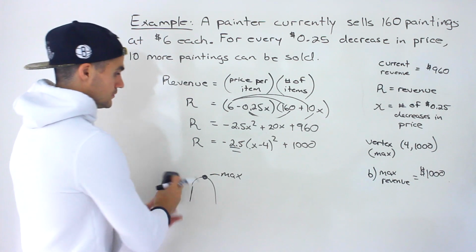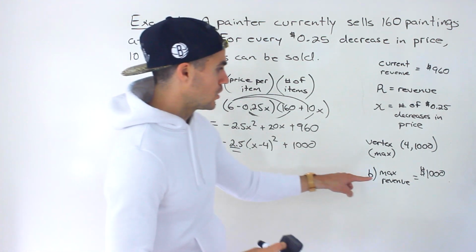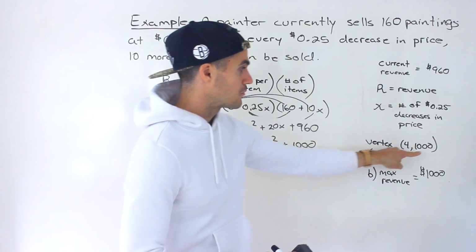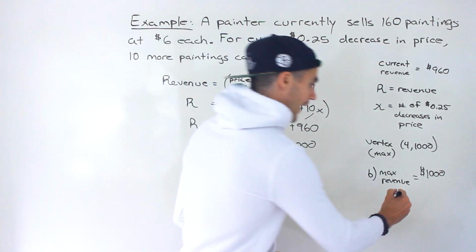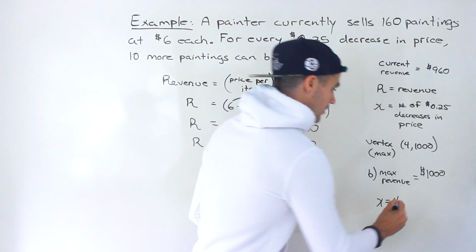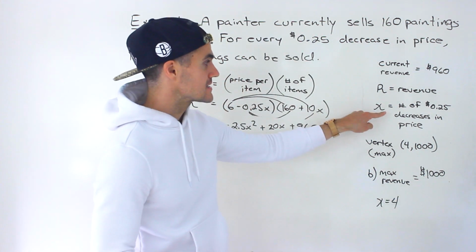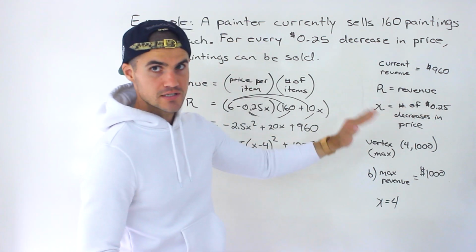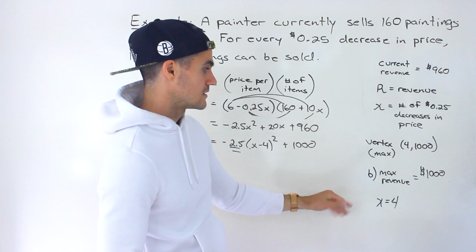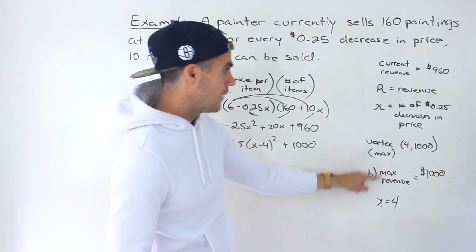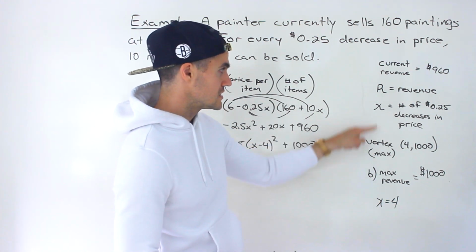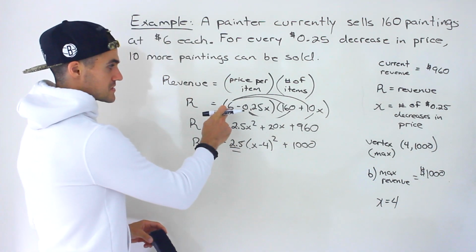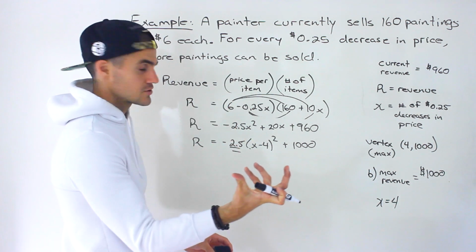Well, what we can do is we know that the maximum revenue is happening when x is equal to 4. But what is x? Remember, x is the number of 25-cent decreases in price. And so how many times did we decrease the price by 25 cents? 4 times, meaning that the price went from $6 to $5.